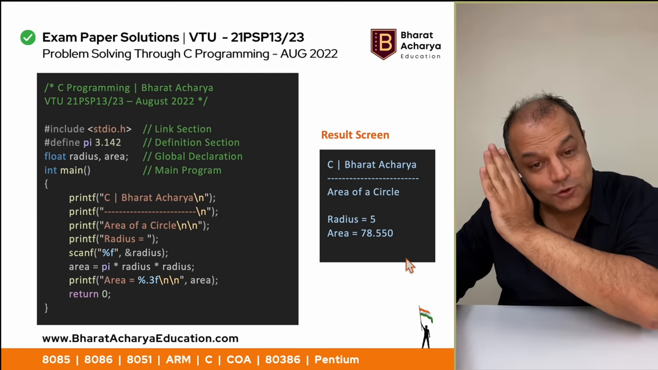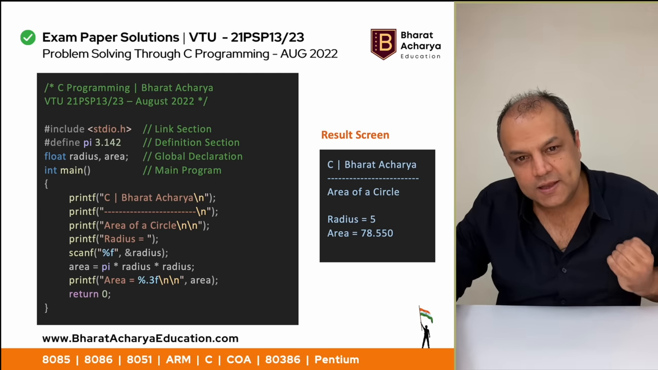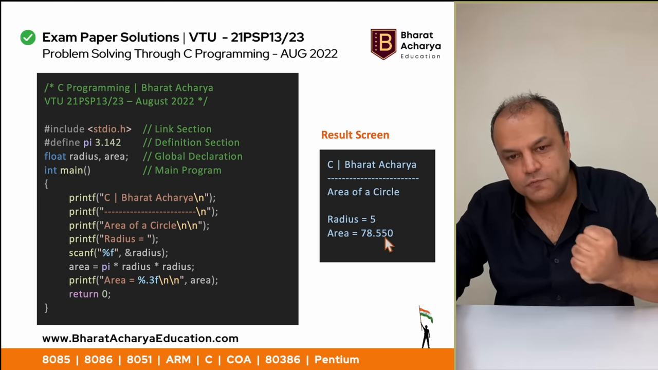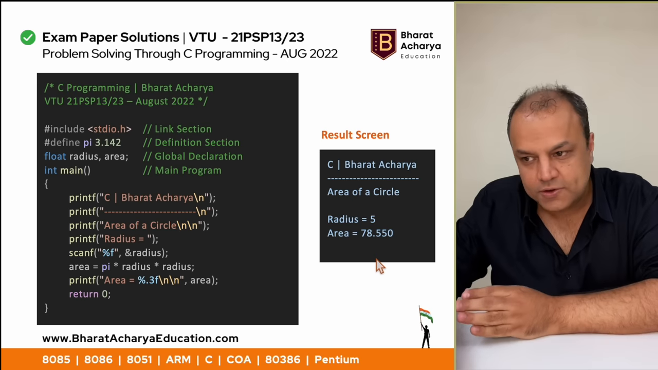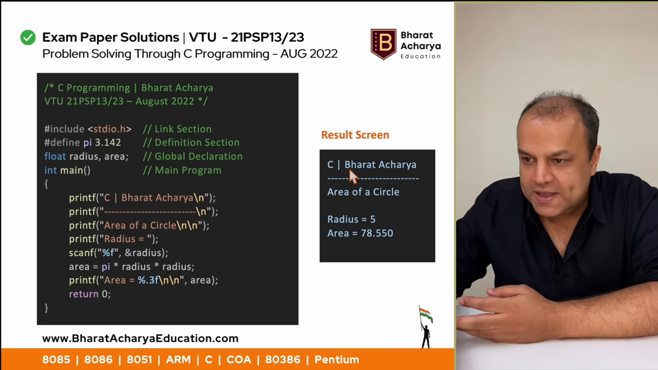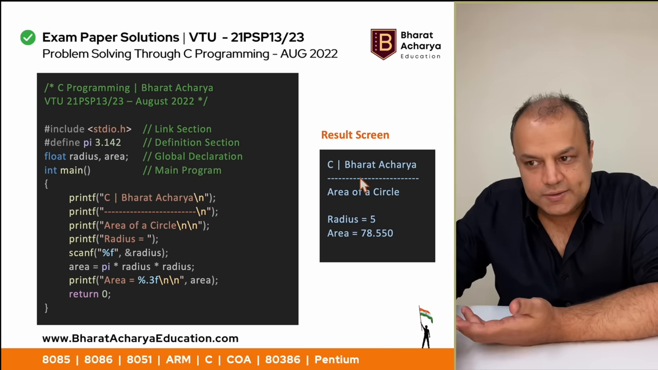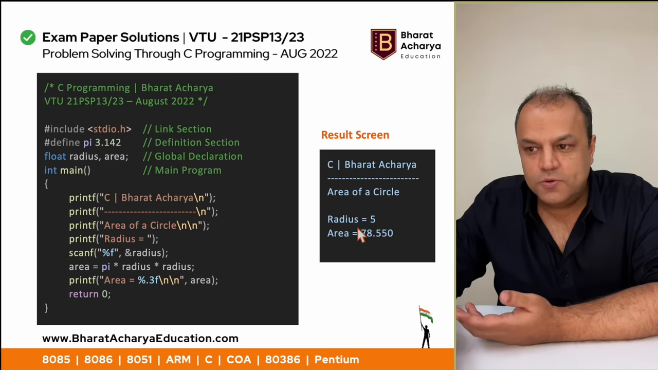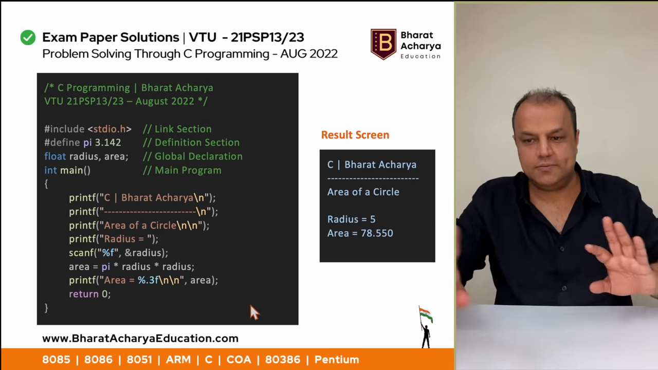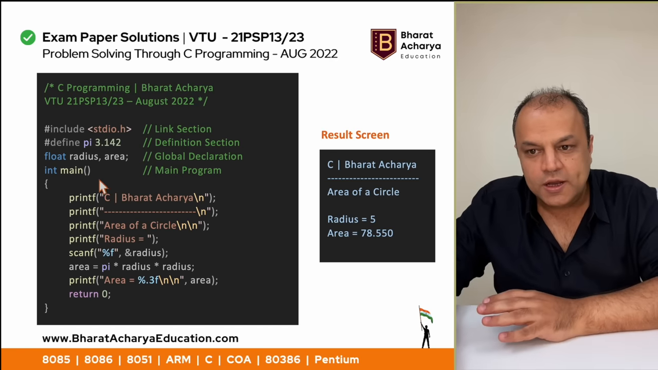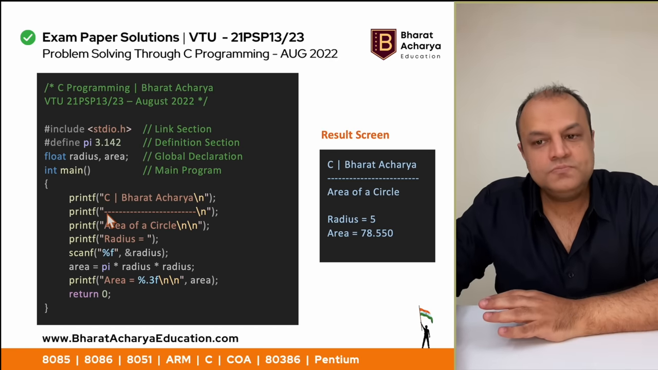At that time, you'll be focusing on those complex ideas. In the beginning, when you start learning programming, you get full control of how you want to present your output. So this is how the output looks like. Your title, see Bharat Acharya, the underline, the title of the program, the radius, area, etc. And that's besides the point. So this is your main function.